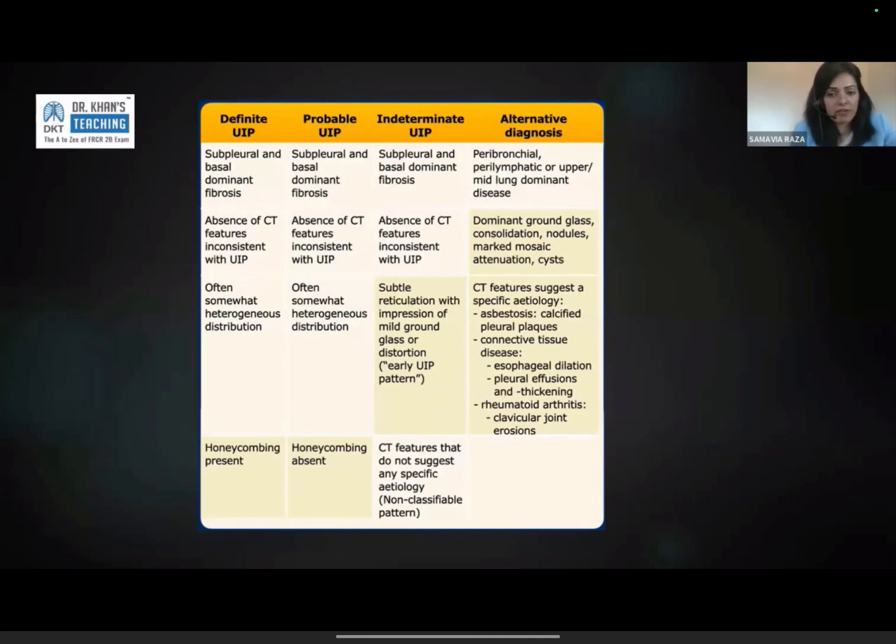For example, hypersensitivity pneumonitis. For example, dense calcified pleural plaques that make you think of asbestosis. For example, a patient that is known to have connective tissue disease, the patient has RA, they have a dilated esophagus, they have joint erosions that you can see on the scan. So that's when you think of alternative diagnosis. So you will describe the features and the additional features and put in some additional possible differential diagnoses rather than calling it UIP or probable UIP.